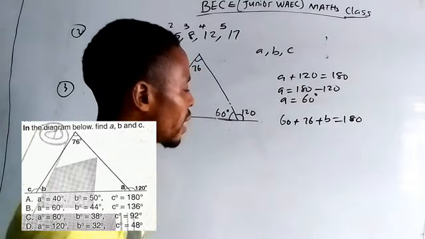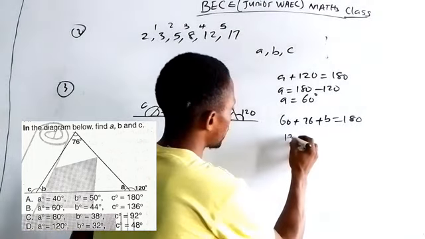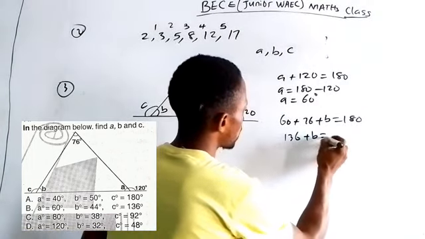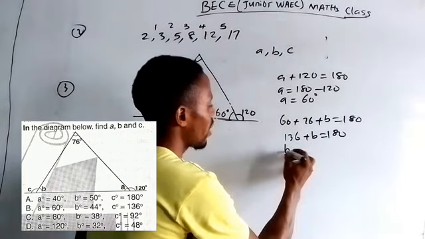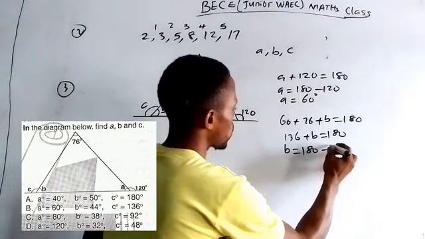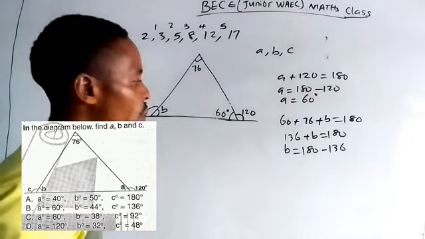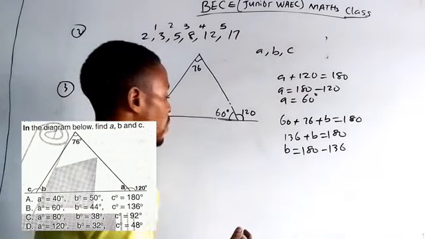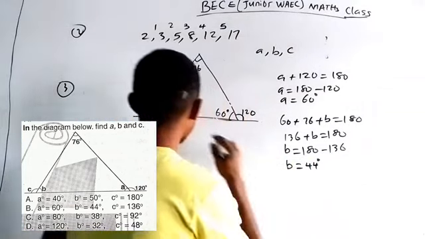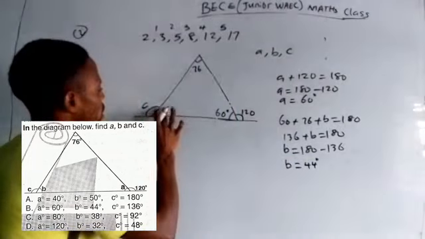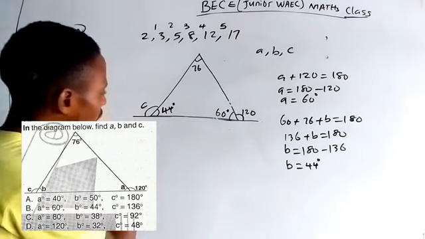So let's add it together. This plus this, we have 136. We have 136 plus B is equal to 180. So you collect like terms. Our B is equal to 180 minus 136. So 180 minus 136, we have 44. Now B is equal to 44 degrees. So it means that our B here is 44 degrees.